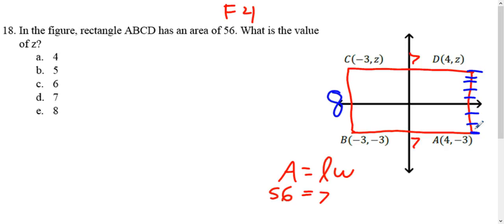We'll make sure that that counts up to 8. 1, 2, 3, 4, 5, 6, 7, 8. That tells you how high it needs to be. It's at 5. From 5 to -3 has a difference of 8. So Z would have to equal 5. So you have the correct height, or the correct width, to get the area of 56.